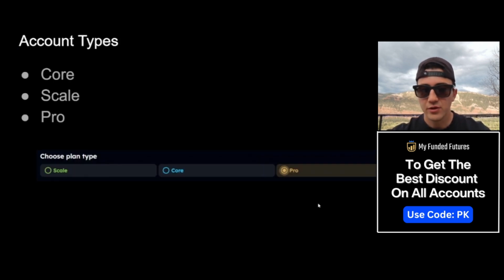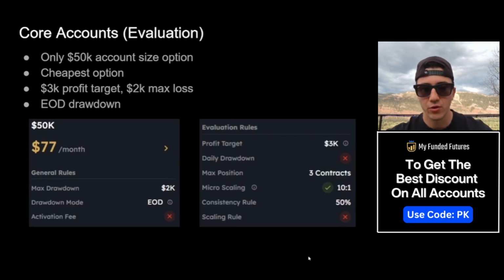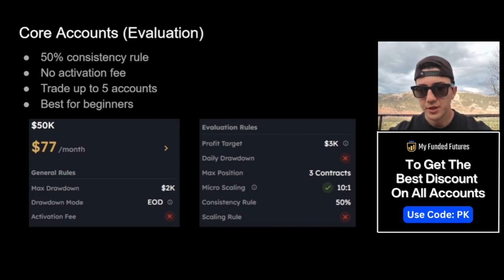So first of all, there are three different account types: the core, the scale, and the pro. Starting off with the core accounts for the evaluation phase. For this account here, there's only a $50,000 account size option. It is also the cheapest option and the standard $3,000 profit target, $2,000 max loss, and has end of day drawdown. There's a 50% consistency rule, which means that the maximum that you can make in a day is $1,500 if you want to pass the account in 2 days, which is the fastest you can do it in.